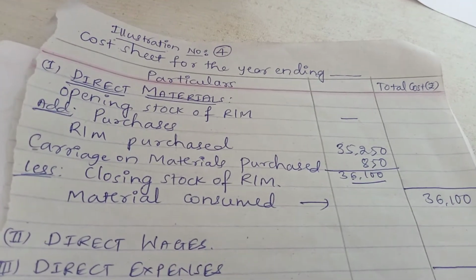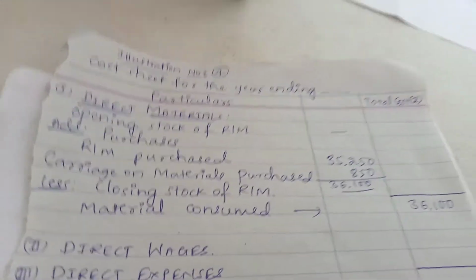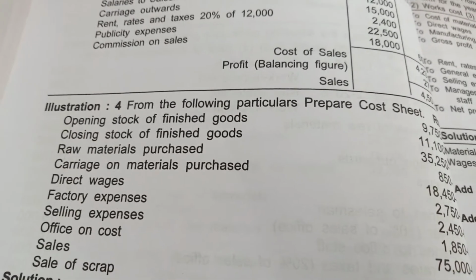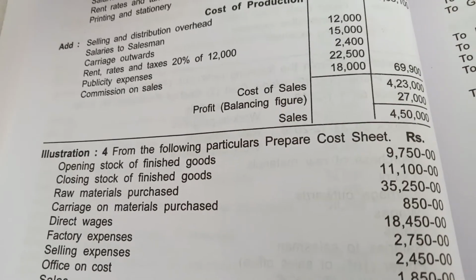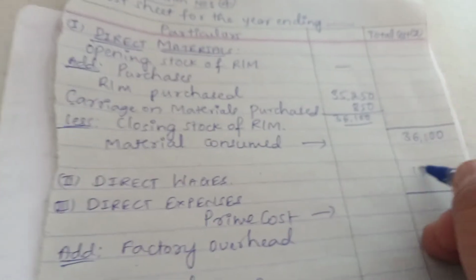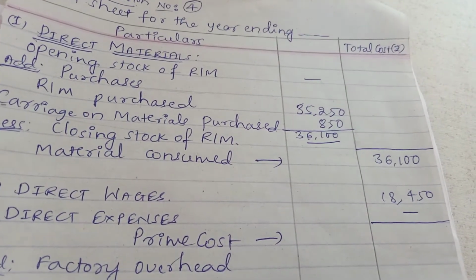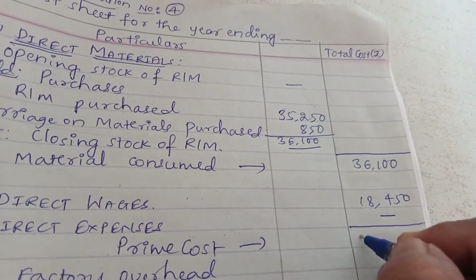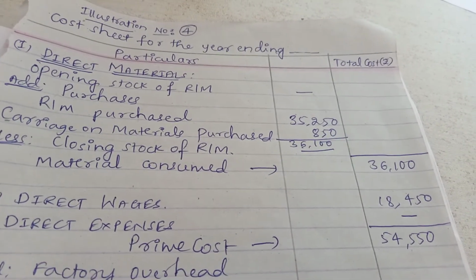Now after this there is one more item called direct wages and direct expenses. Go through the problem to see whether the direct wages are there. Yes, direct wages are there, but direct expenses have not been given. What is the amount of direct wages? It is 18,450. Direct expenses will be nil. 36,100 plus 18,450 gives us 54,550. That is nothing but the prime cost.